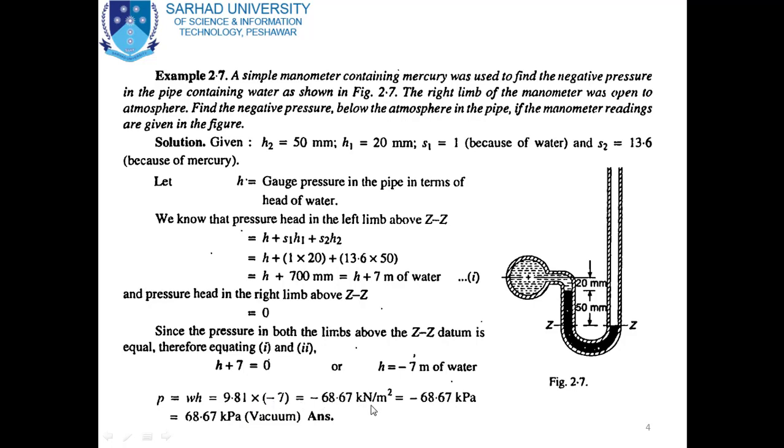So we will get the pressure with a negative sign, which means the pressure in the pipe is negative. So through this way we can easily calculate the negative pressure in the pipe with the help of a simple manometer. If you want to remove this minus sign, you have to write vacuum in the brackets, which means that the pressure in the pipe is negative.